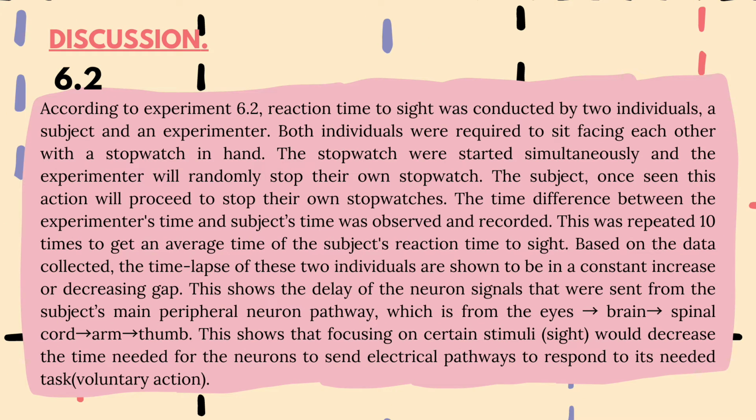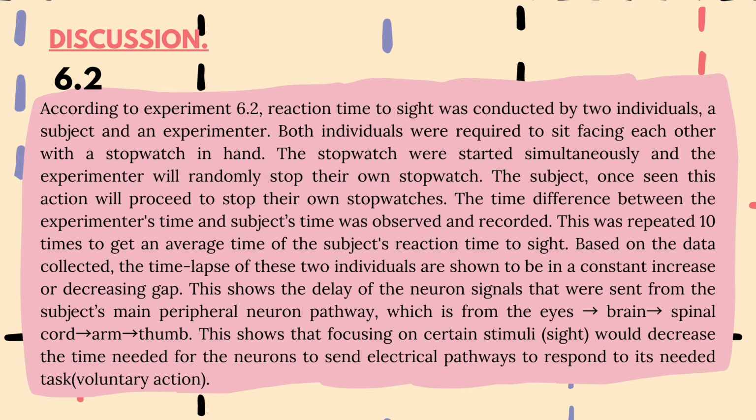According to experiment 6.2, reaction time to sight was conducted by two individuals, a subject and an experimenter. Both individuals were required to sit facing each other with a stopwatch in hand. The stopwatch was started simultaneously and the experimenter will randomly stop their own stopwatch. The time difference between the experimenter's times and subject's times was observed and recorded. This was repeated 10 times to get an average time of the subject's reaction time to sight.